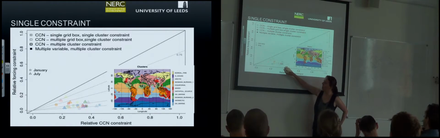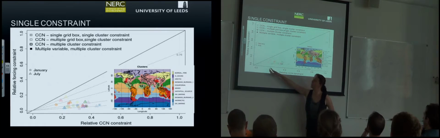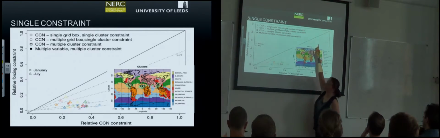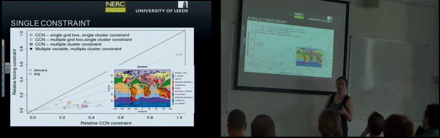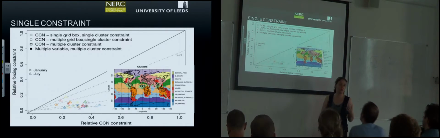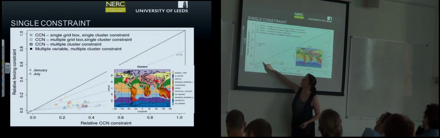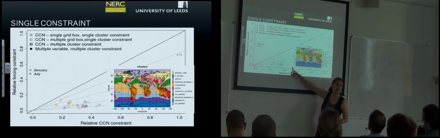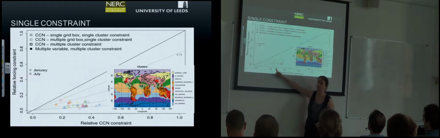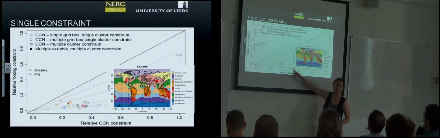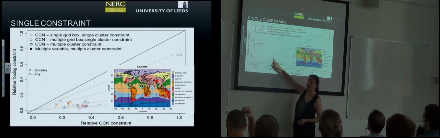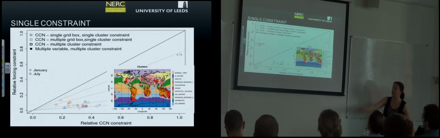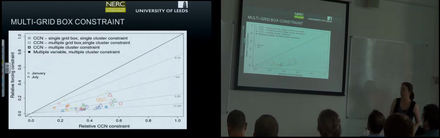I hope this kind of shows up. But essentially, what you can see here is this is the one-to-one line. So if I'm constraining my forcing as well as my CCN, the dots will lie on this line. What you can see is that I can improve my CCN constraint without improving my radiative forcing constraint at all. There are some clusters where, if I learn about them, I learn a bit more about my forcing, but nowhere do we get near that line.